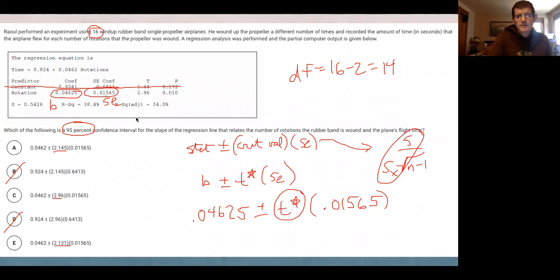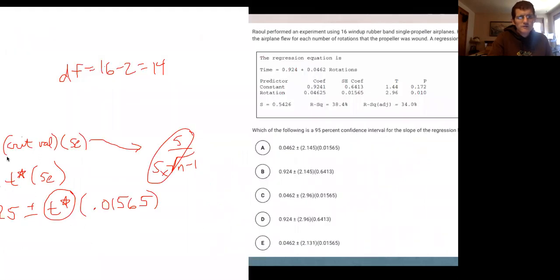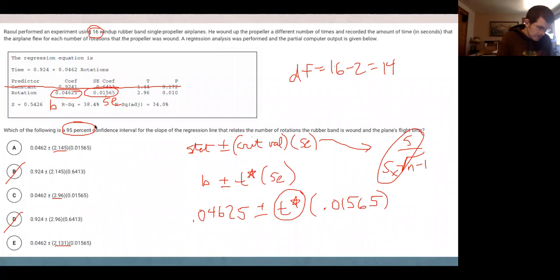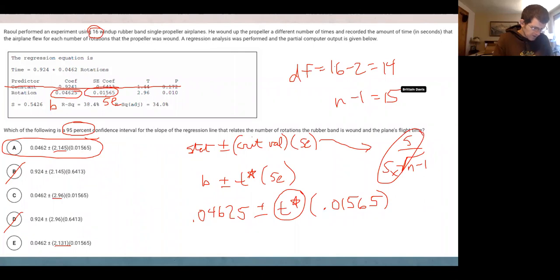So let's look at this real quick. For 14 degrees of freedom with a 95% confidence level, I get 2.145. And that means my answer is A. Now, if we had done this wrong and we had just done n minus 1 and gotten 15, then we would have been fooled into picking this one right here, because 2.131 is that critical value. So make sure that you're thinking through this correctly. All right, that's good with that problem.